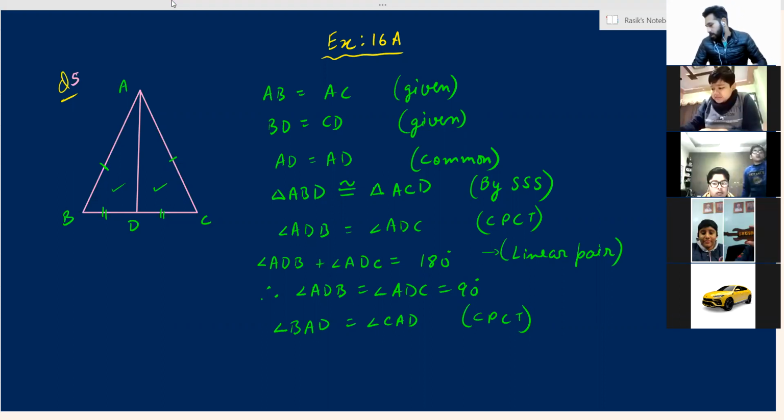Guys, start doing question 6. Draw the figure of question 6. Sir, I have drawn the figure.